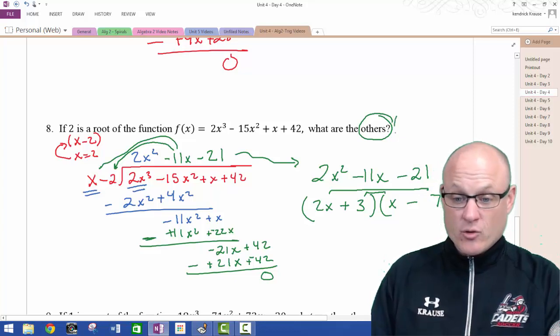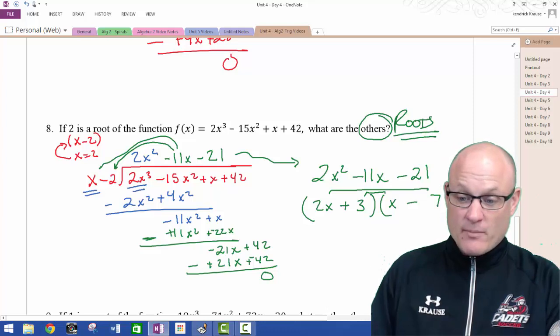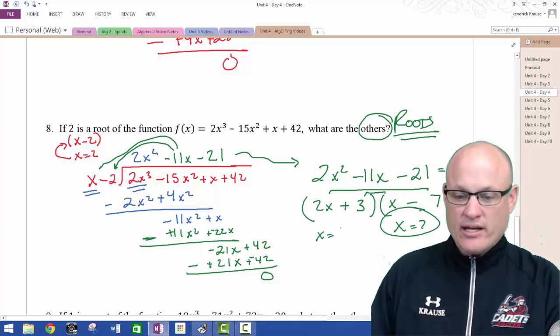But it asks for the other roots. So I actually have to see what makes this equal to 0. Well, this one's easy. It's x equals 7. And by now, this one shouldn't be too bad. It's x equals negative 3 over 2.